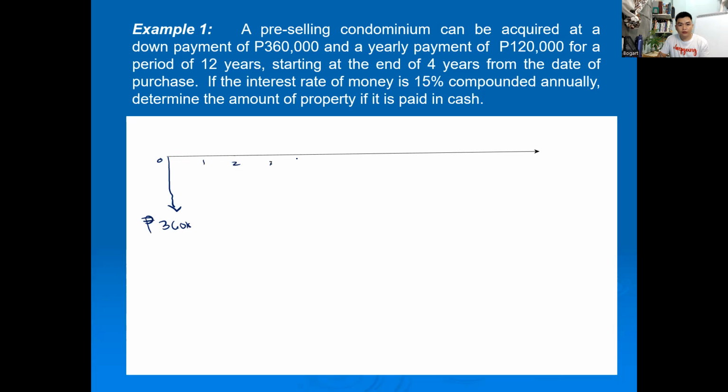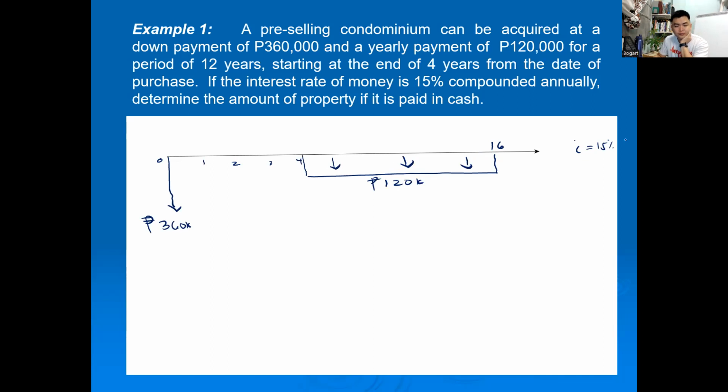1, 2, 3. At the year 4, naghulog na raw siya na 120K until for the next 12 years. So that will be 4 plus 12, it will be equivalent to 16. 4 to 16. Okay? So this is equivalent to 120K pesos. Okay? That is your annuity. Now, the interest is given at 15%, hindi siya nagbaba. Medyo masyado mataas to sa condominium, no? Pero it is what it is. Assume na natin na ganyan.